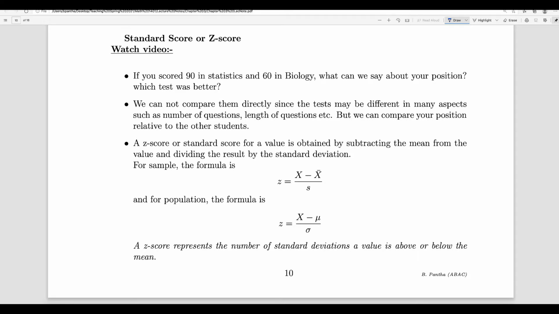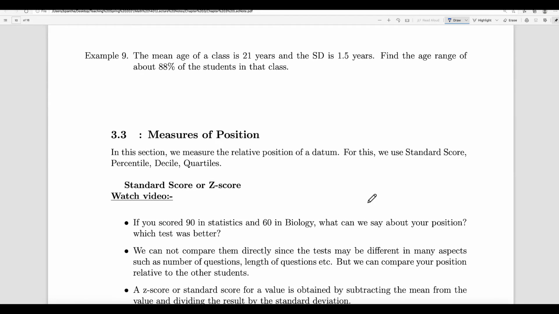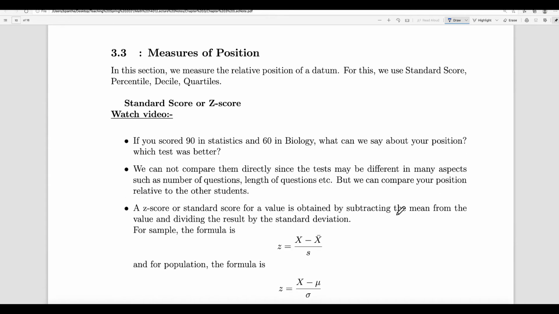So in this video, we are going to talk about measures of position, okay? We measure the relative position of a data point. For this, we use standard score, percentile, deciles, or quartiles. All right. So first of all, we do the standard score, or the Z-score.